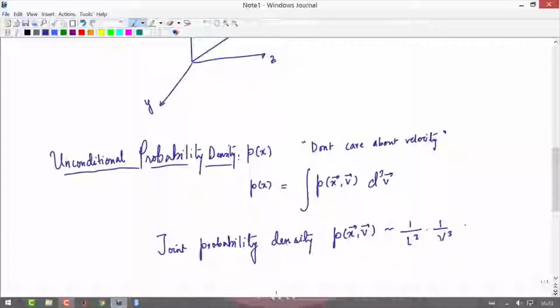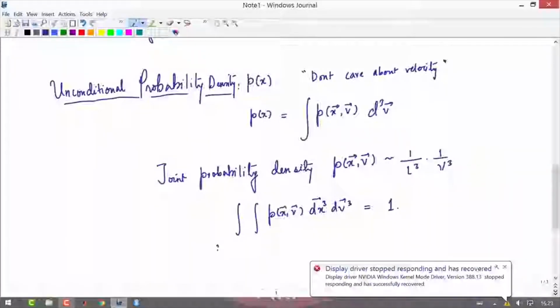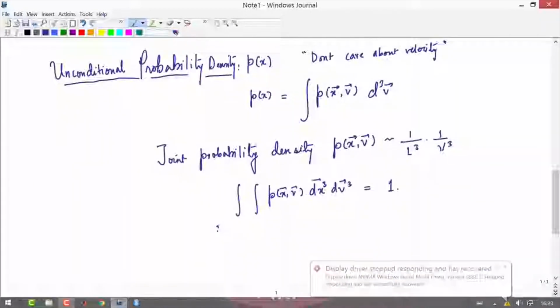Okay, because if you integrate the joint probability density over the entire phase space, what you get is basically the normalization, which is 1. Here the range of the integration is your minimum velocity to maximum velocity and the bounds of the volume of the box. So that is the meaning of the joint probability density.